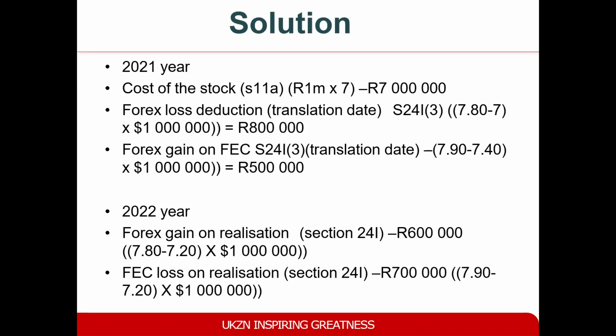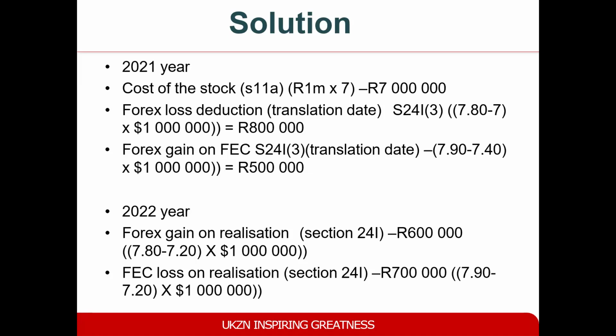Now we've got also what? The Forex, the FEC gain. We are gaining here because at that date, these guys, if they were to pay us, they're going to pay us what? 7 Rand 90 instead of 7 Rand 40, 500,000. Now, can you see here, we're able to hedge the loss? As much as we have the loss of 800, actually we made the loss of 300 because of that.